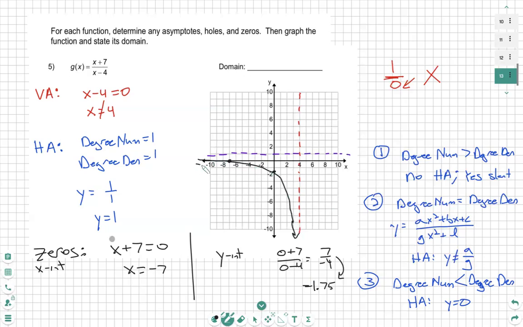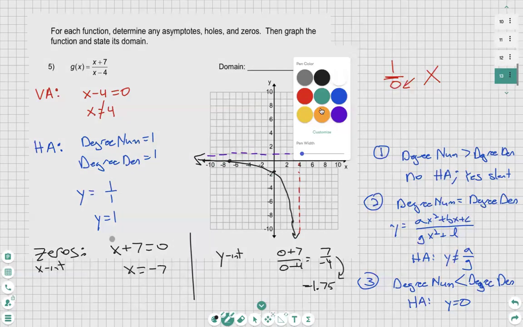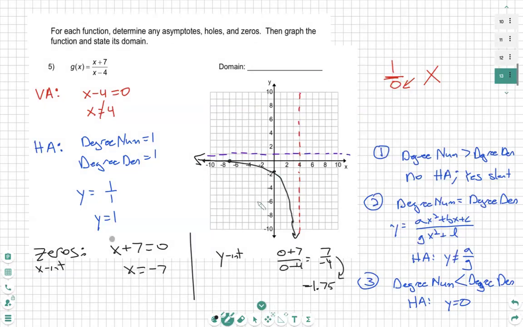And next, we're going to want to test a point on the right side of our VA. So we've tested 2 points on the left side of the VA. We're going to test a point on the right side of the VA. I'm going to test 5, plug in 5 plus 7 all over 5 minus 4. We get 12 over 1. That's going to be a really high value up here. So it's 11, 12.